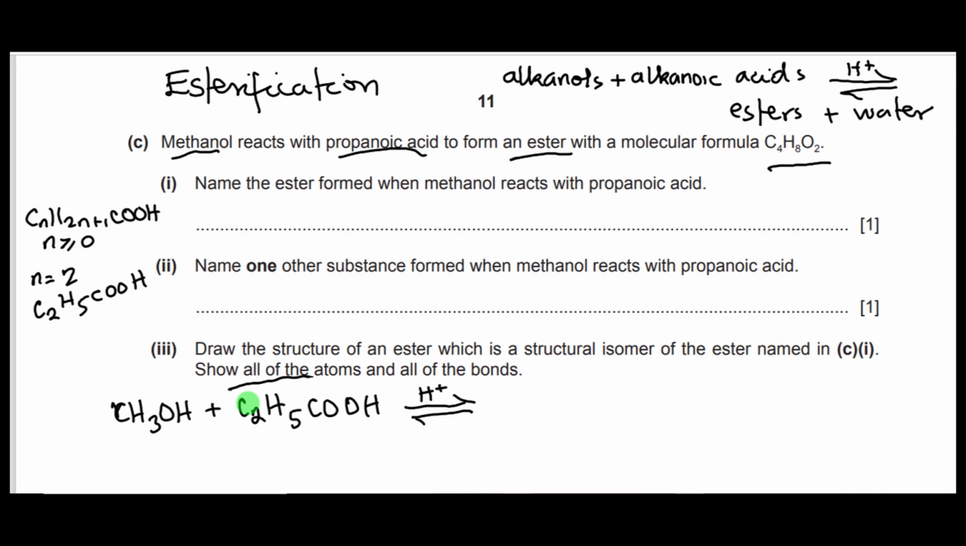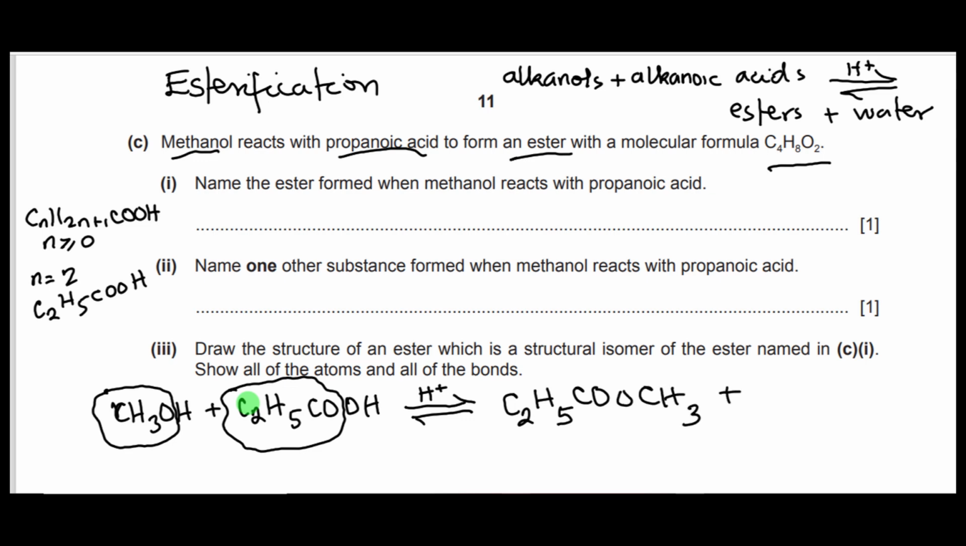Now in forming this product, this part of the acid, organic acid or alkanoic acid, will first of all be written first as C2H5CO, while this other part of the alkanol will be written last. That's OCH3. Then this OH and this hydrogen will then combine to form water. Are we together?